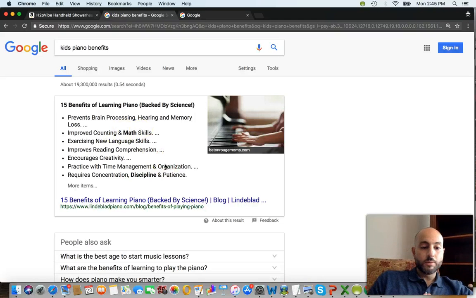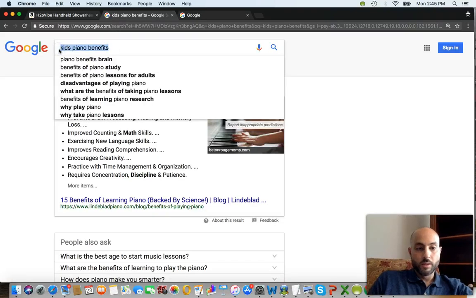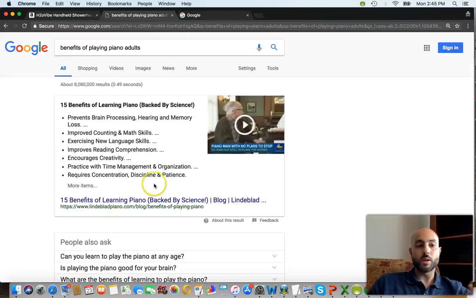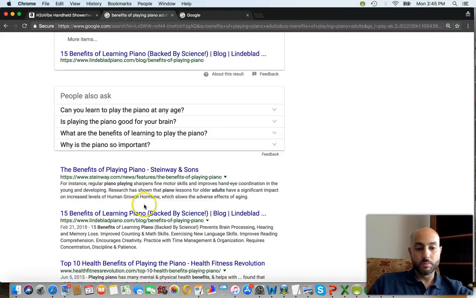So if you go and you find that this is backed by science and statistics, and it says something along the lines of, children who play the piano are 3 times more likely to improve their math skills, they're more disciplined, whatever it is, then that's an angle you can take versus just a basic piano product. All right, so you could type this in for anything. Benefits of playing piano adults. You can do the same thing if it's a product for adults. And actually it looks like you get the same thing here, so maybe you would come down.